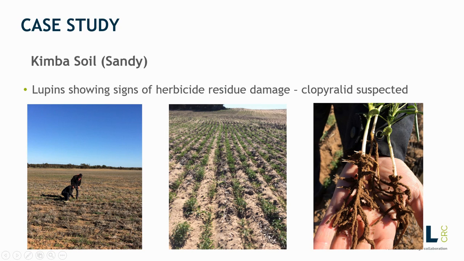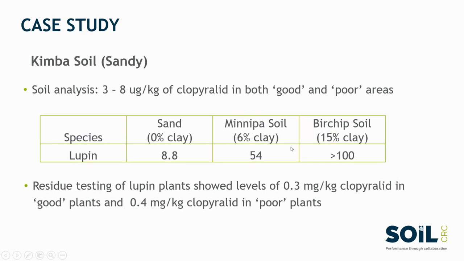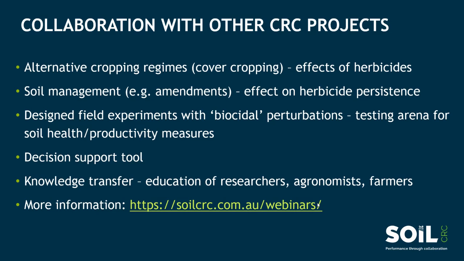So we've got a case study here where clopyralid was suspected of affecting these lupins. Here's a better looking plant and a poorer looking plant. We measured the clopyralid in soil. There was 3 to 8 micrograms per kilogram, which was less than our thresholds for lupin. However, when we measured the plants themselves, we did find quite a lot of clopyralid. So what we're hoping to develop is thresholds for residues in plants as well as soil.